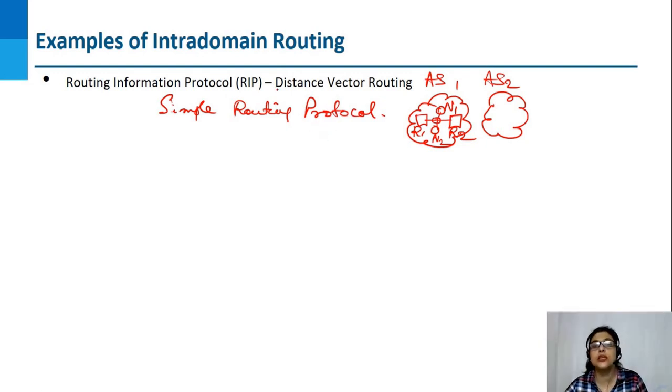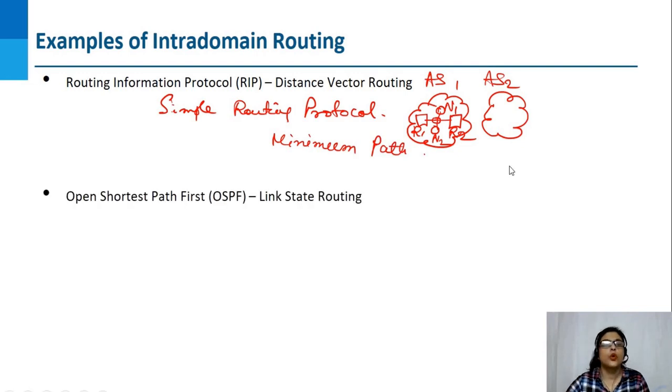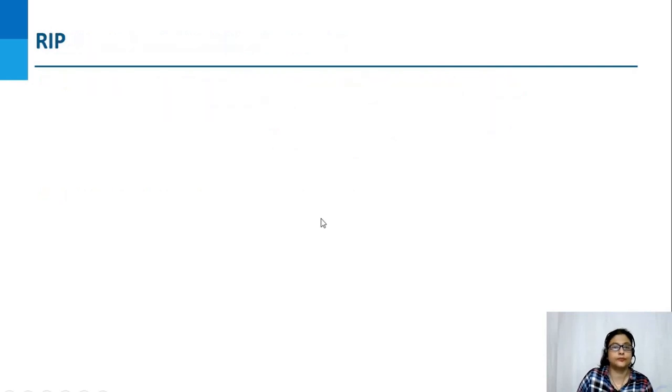This distance vector routing is basically based on minimum path. Open shortest path first or OSPF is another intra-domain routing protocol which is based on link state routing, which we have also learned in a previous video. This link state routing protocol basically depends on the knowledge of the links that the nodes have with respect to all other nodes to which these nodes are connected.